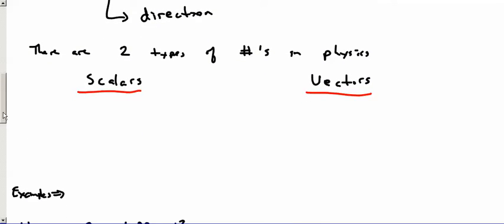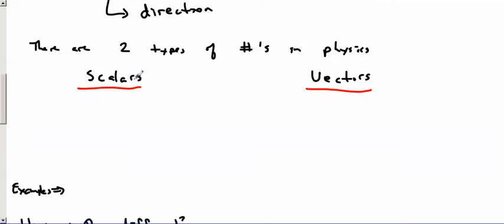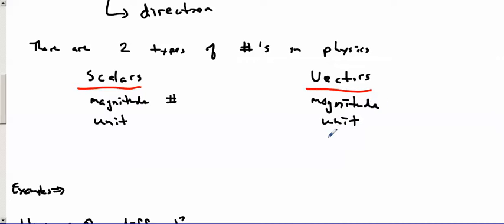In physics, there are 2 types of numbers, scalars and vectors. Scalars have a magnitude, which means a number, yes, and they have a unit. Vectors have a magnitude, they have a unit, but they also have a direction. Okay? Big difference between these two, and we have to keep them straight.